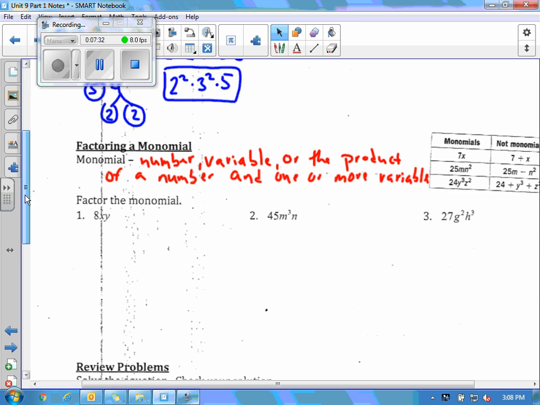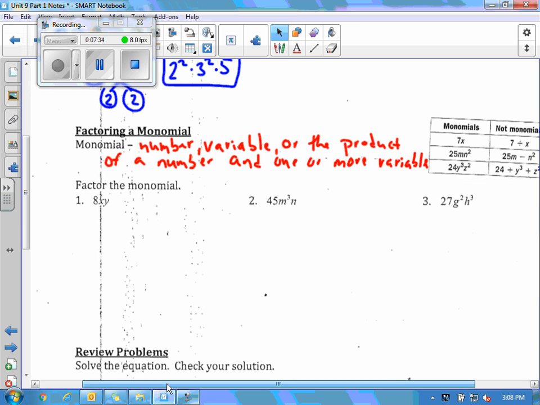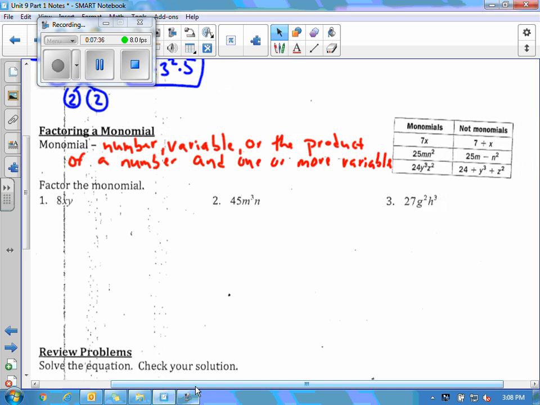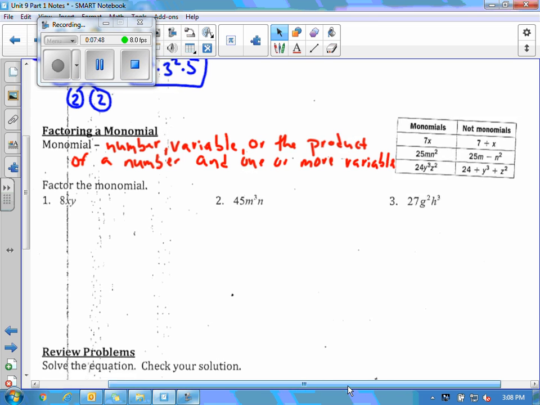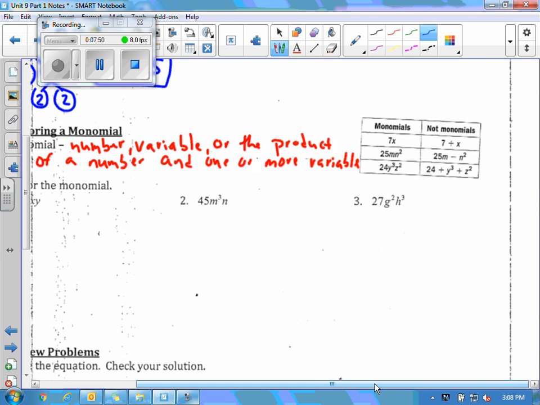The last part of this section, we're going to look at factoring monomials, which is the same thing. We're just adding in variables, basically. So the definition of a monomial is here for you. It's a number, a variable, or the product of a number and one or more variables, which is a whole bunch of words. If you look over at the table, it's probably easier to understand. So everything on the left is a monomial, everything on the right is not. If you notice, all the monomials are one big multiplication, one big product. The ones on the right are split by addition or subtraction.